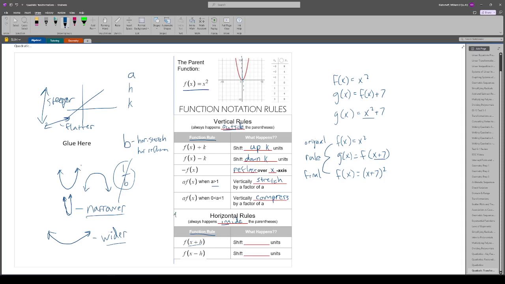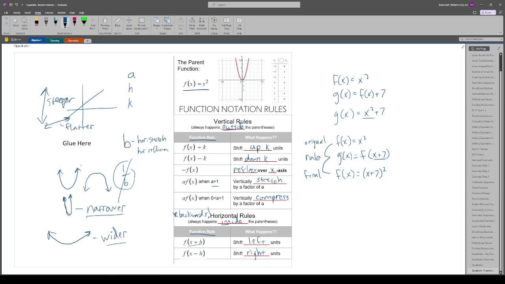So we might want to put an exclamation or a star here that says backwards so that we remember that in the general form, when we have x plus h, we're going to the left, even though plus is right. All of the horizontal stuff is backwards. f of x minus h shifts us to the right. So exactly the same as what happened with lines and any function.